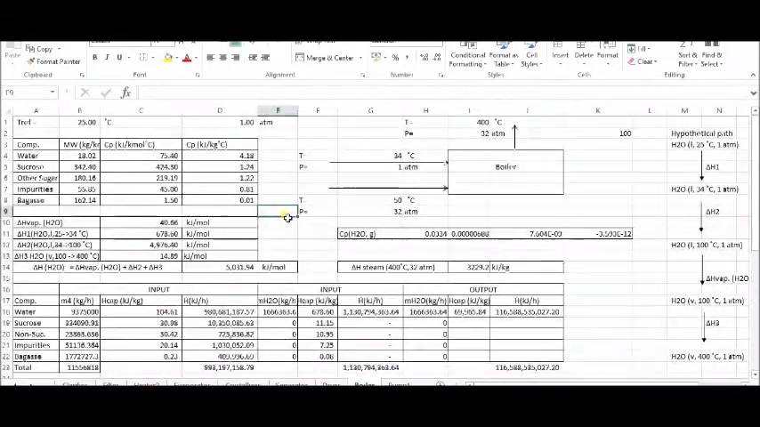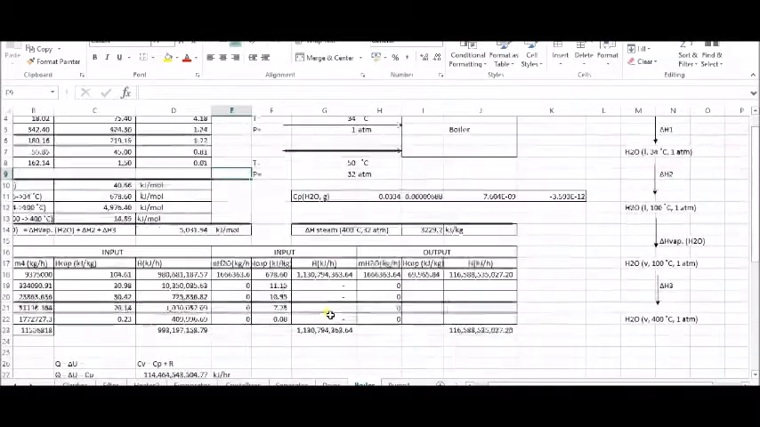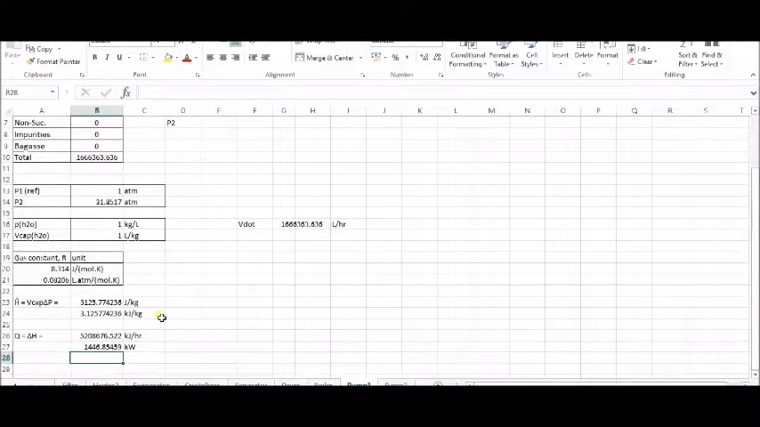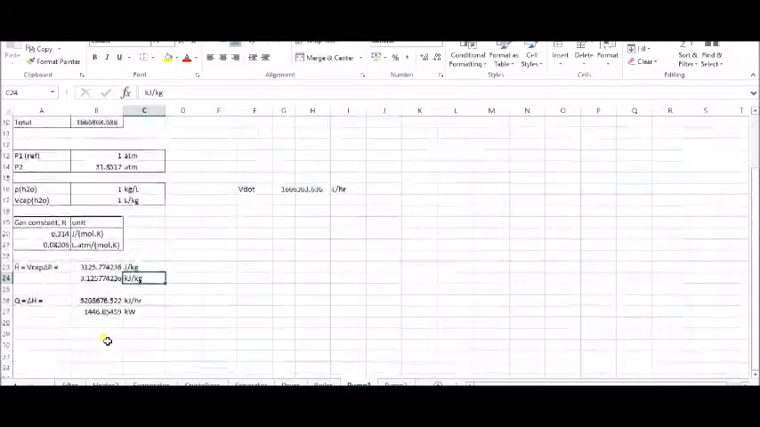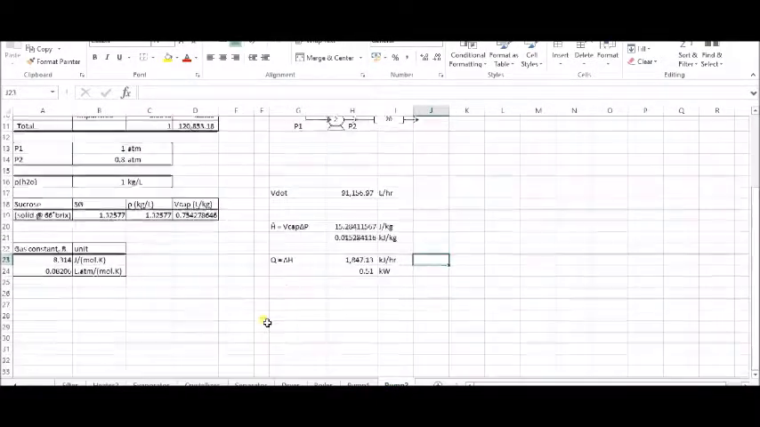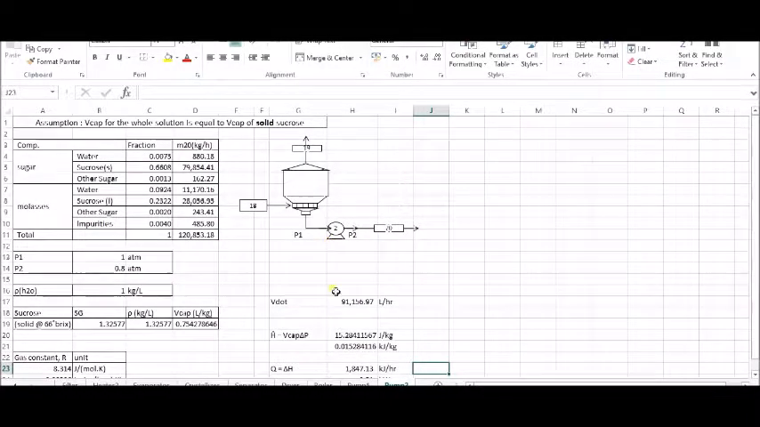And okay, so lastly for the boiler, we must first do the hypothetical path, and then we will get 3179 kilowatt. And then for the pump, we only have two pumps. First is this, we use Q equals delta H equals V cap delta P, so we get 1446 kilowatt. And for the second pump, we only have 0.51 kilowatt because we just have a small difference in pressure. Thank you, that's all from me.